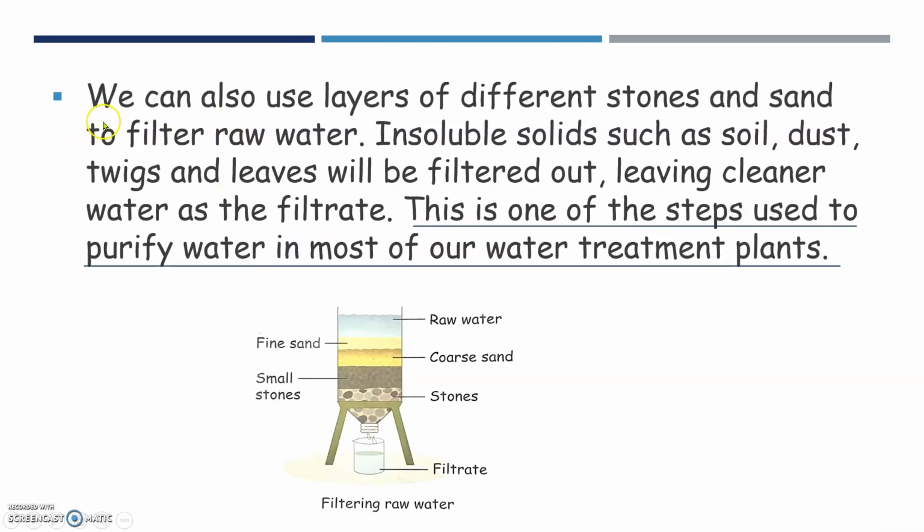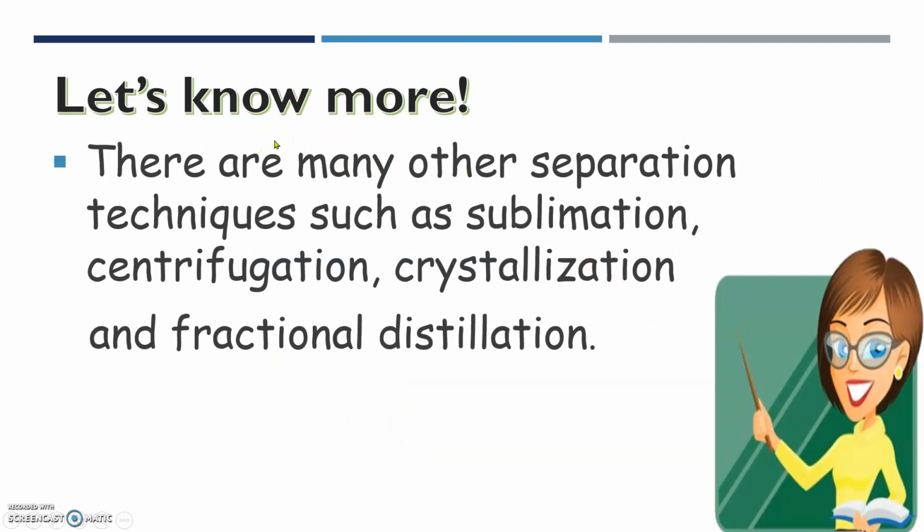We can also use layers of different stones and sand to filter raw water. Insoluble solids such as soil, dust, twigs, and leaves will be filtered out, leaving cleaner water as the filtrate. This is one of the steps used to purify water in most of our water treatment plants. Let's know more. There are many other separation techniques such as sublimation, centrifugation, crystallization, and fractional distillation.